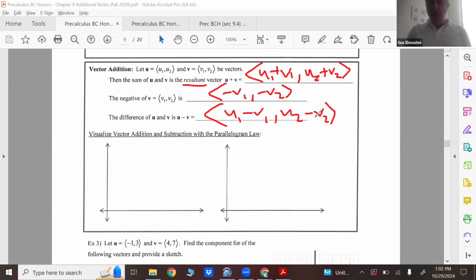Okay. You could also add vectors using parallelograms. But questions so far on this before I get to the drawing part? Okay, actually, before I show you the visualization, let's do example 3, and then I'll give you a general way of visualizing the addition and subtraction of vectors.